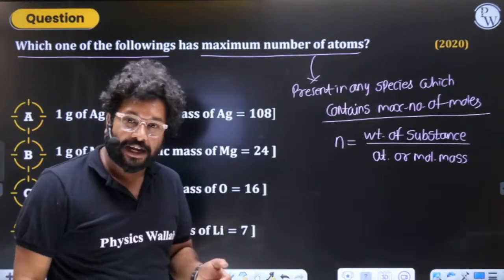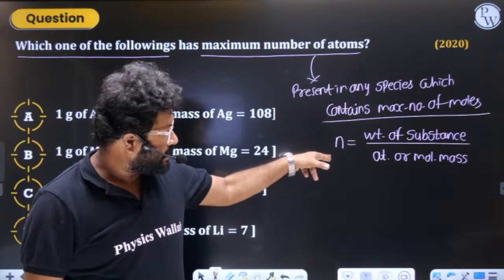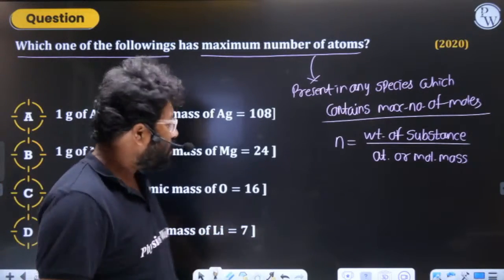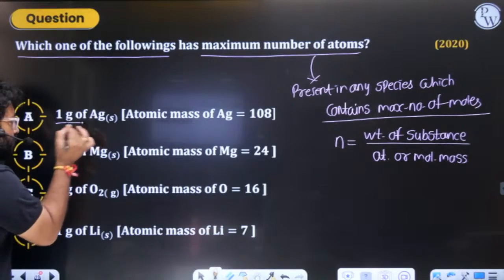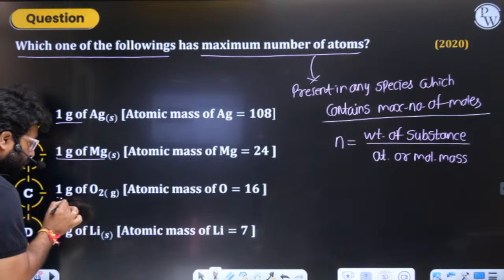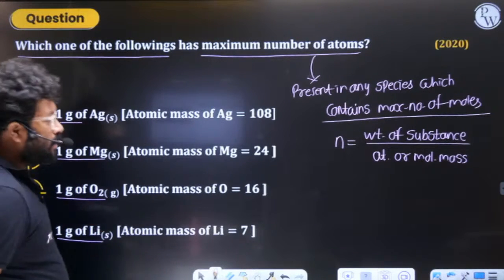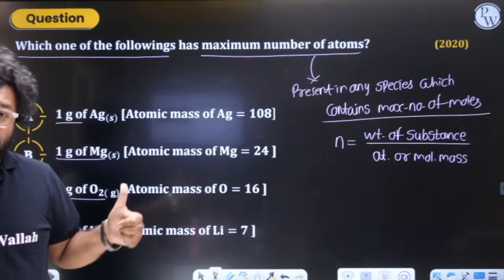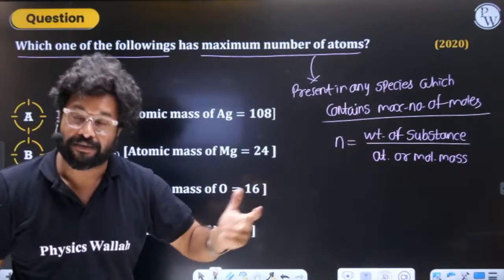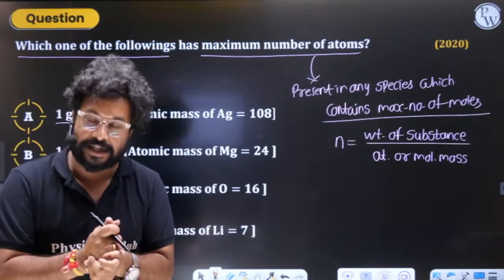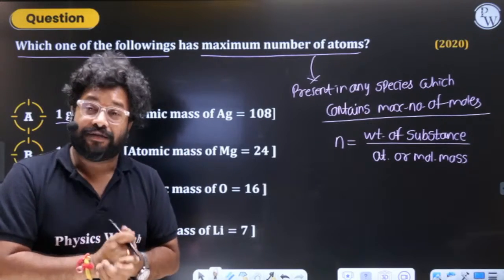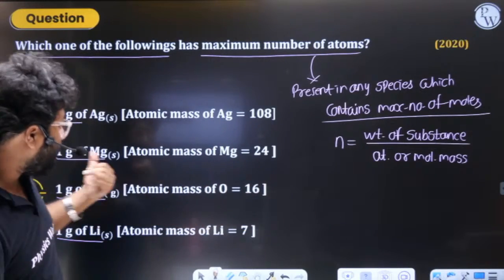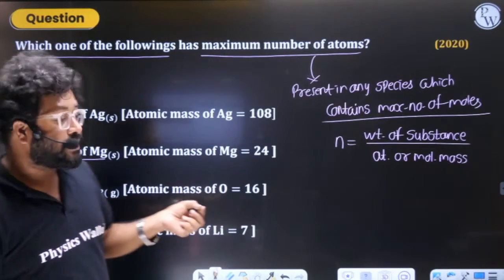Now you can clearly see here the number of moles and atomic or molecular mass are inversely proportional. Now look at this question. 1 gram of silver, 1 gram of magnesium, 1 gram of oxygen, 1 gram of lithium. That means in all the 4 cases, the amount of substance given is exactly the same. If the amount of substance given is exactly the same, what is the factor which is going to decide the number of molecules, the number of atoms present in them?